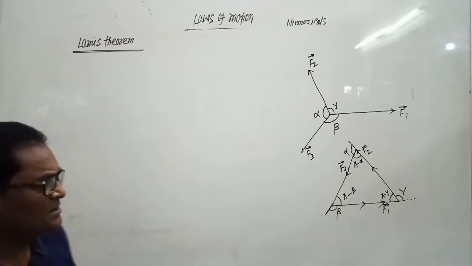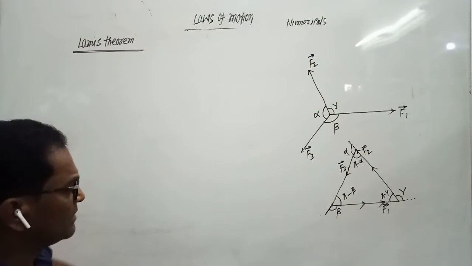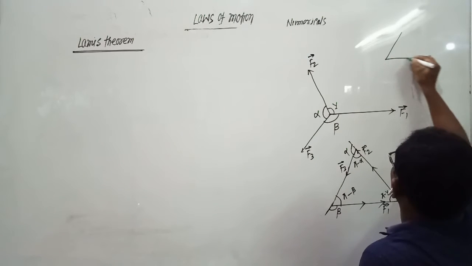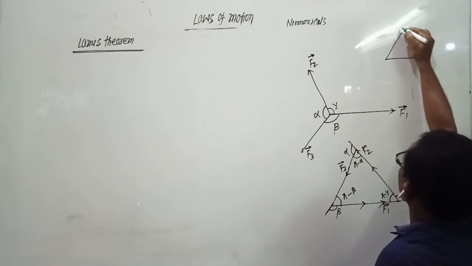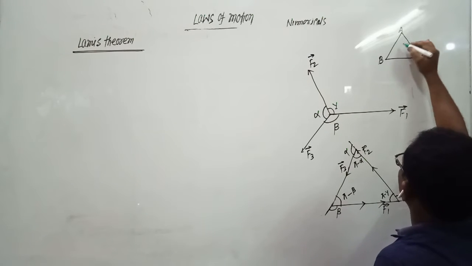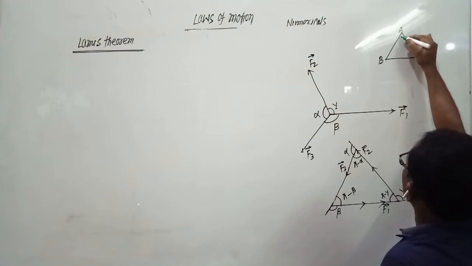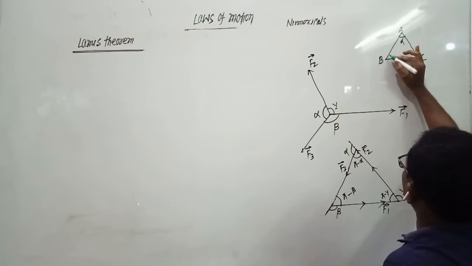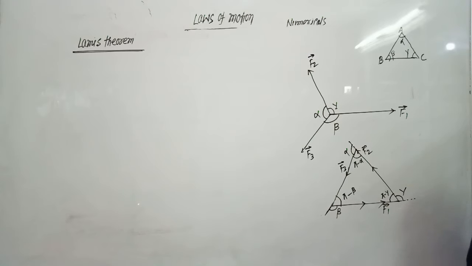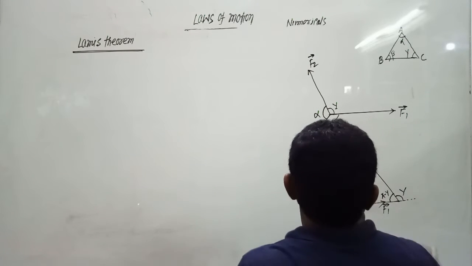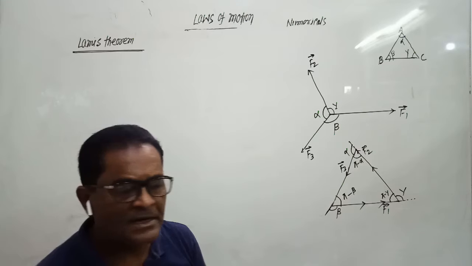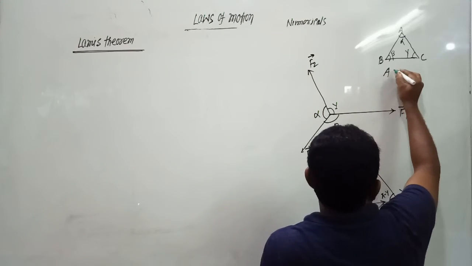Now we use the sine rule from mathematics. The sine rule says that if there is a triangle ABC and the angle between sides AB and AC is alpha, the angle between AB and BC is beta, and the angle between sides AC and BC is gamma, then the sides of the triangle are represented in terms of the angles, which is called the sine law.